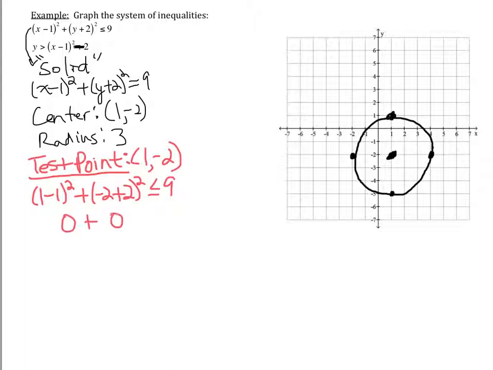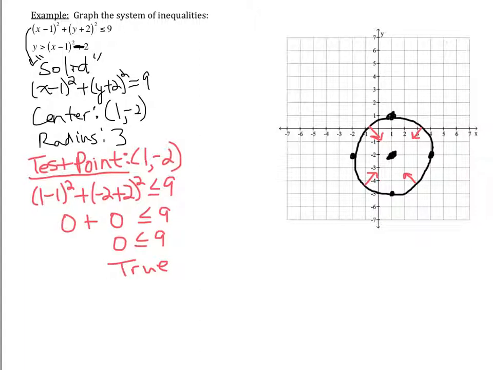Well, if you notice, we get 0 on everything when you plug in your center, which is pretty nice. And so I get 0 is less than or equal to 9, which is true. 0 is definitely smaller than 9. And so I'm going to have to shade inside my circle. All of my solutions to this inequality lie inside of that circle.